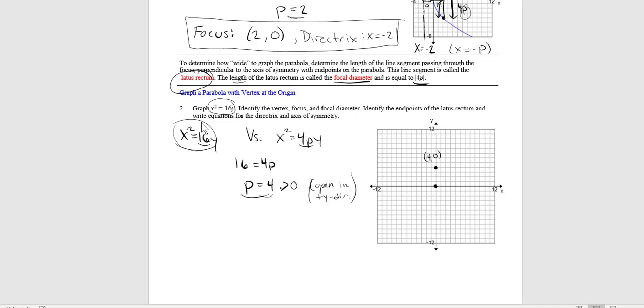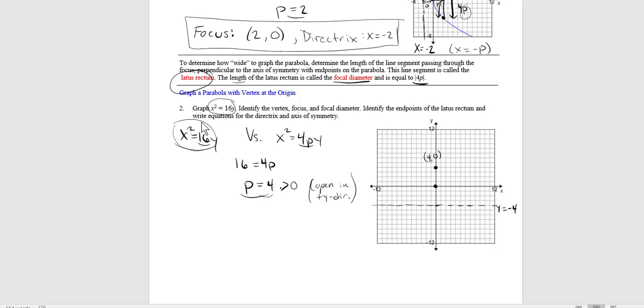And we can draw the directrix as well. That'll be 4 units in the other direction: 1, 2, 3, 4 down here. The equation of that is y equals -4, y equals the negative of our p-value.